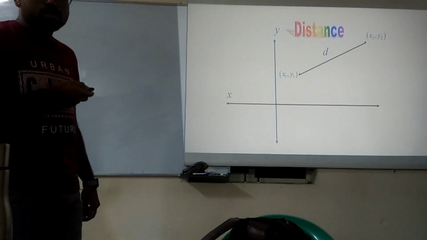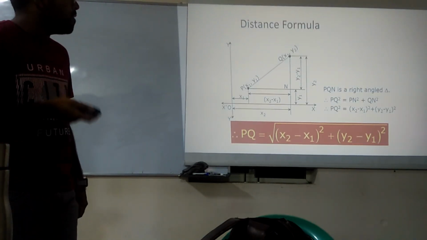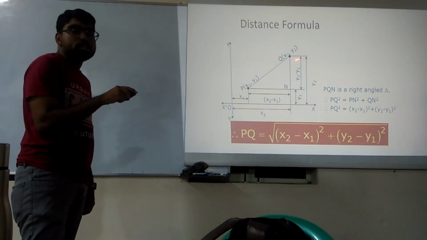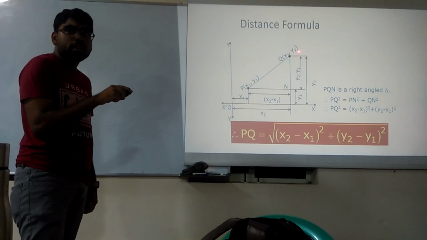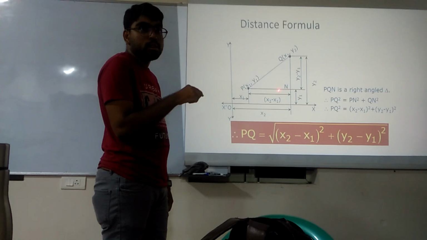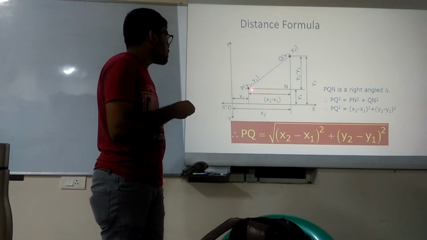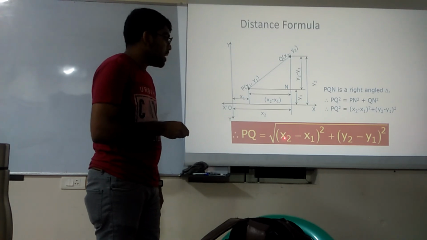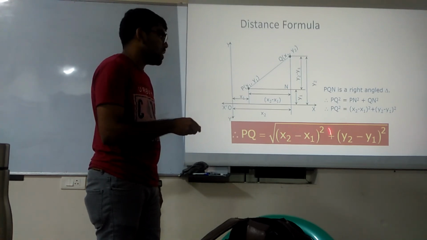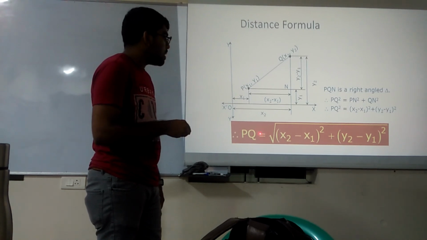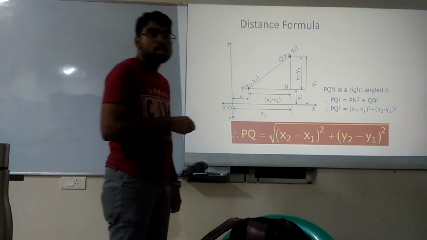This diagram you are supposed to write down. So how will you find out the distance formula? This point is P and this point is Q. We will find out the distance between these 2 points. How is it given? x1, y1, x2, y2 is there. The distance formula is given by x2 minus x1 the whole square plus y2 minus y1 the whole square is equal to PQ square.